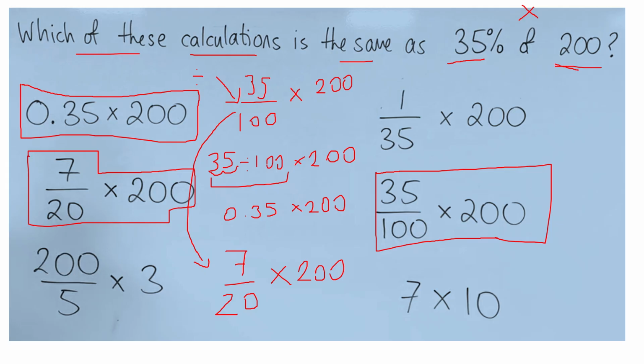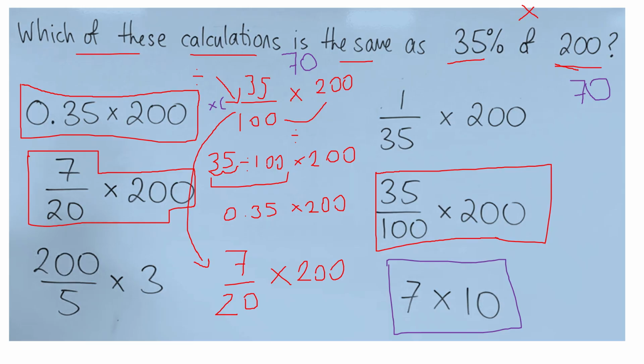Well, let's actually go ahead this time and work it out. So back to the beginning. If I do 200 divided by 100, I get 2, and then 2 times 35 is 70. So the answer to our problem is going to be 70. Now, is there any other sum that I can see that looks like 70? Well, 7 times 10 makes 70, so that's also going to be that one there.